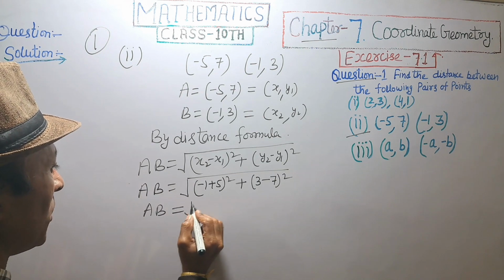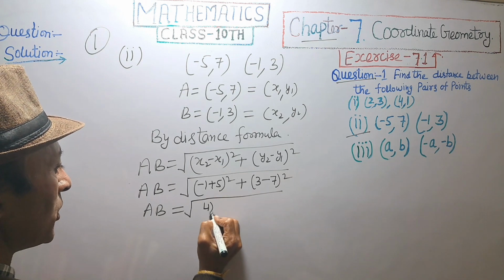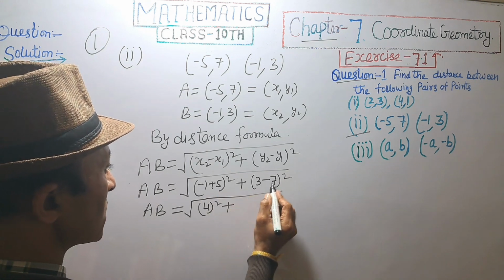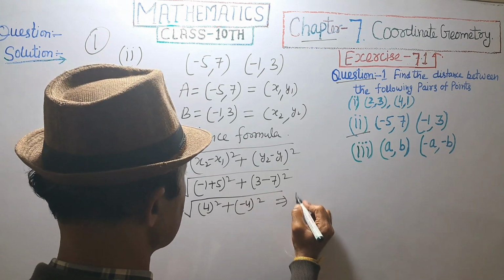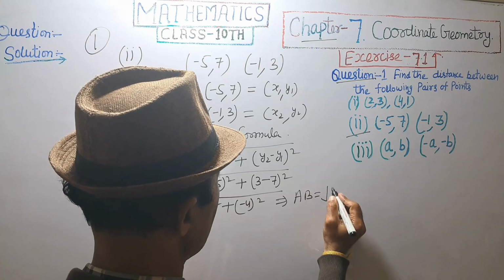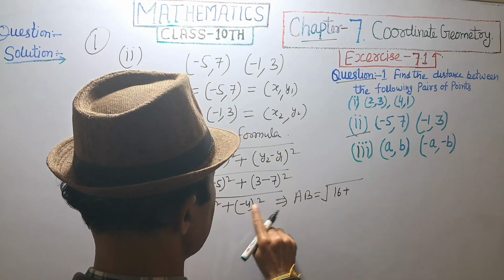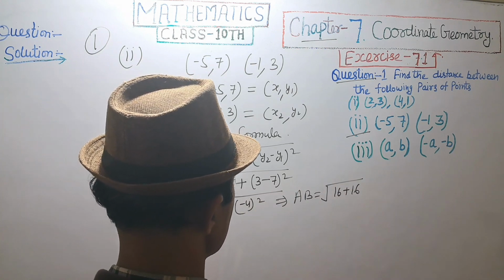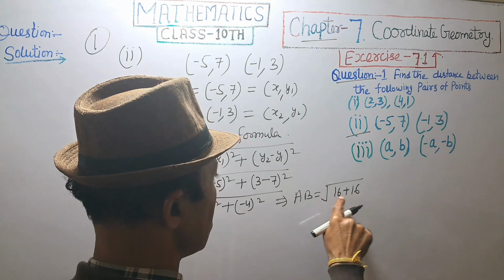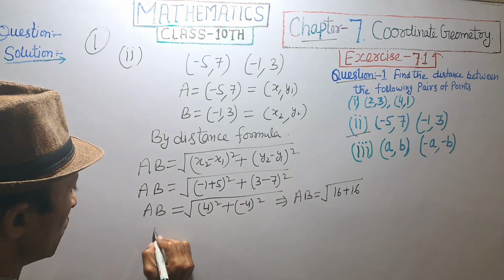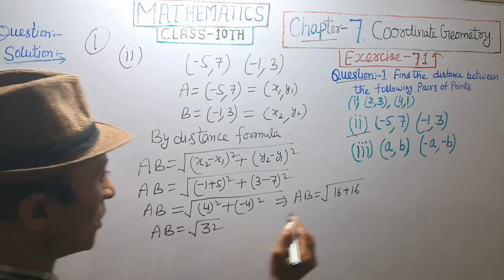So AB is equal to 5 minus 1, that is 4 square, plus 7 minus 3, that is minus 4 square. This implies AB is equal to the square root of 4 square, which is 16, plus minus 4 square, which is also 16. Minus square gives a positive value. 16 plus 16 is equal to 32. AB is equal to the square root of 32.